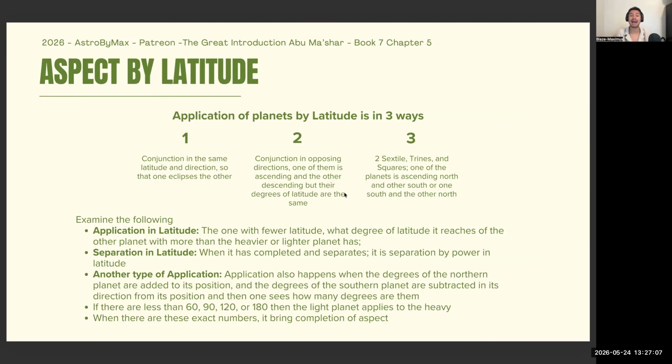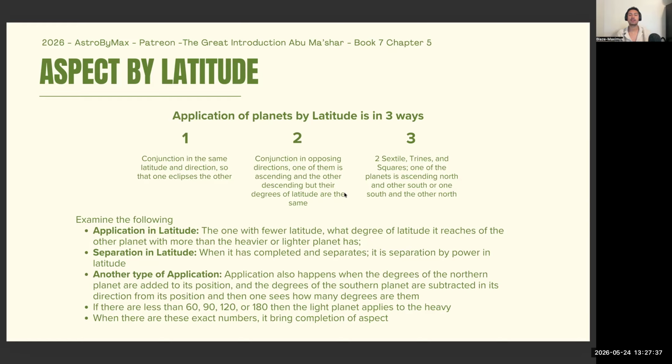But then we also have aspect by latitude here as well. So we have longitude, which is in the zodiac, but then we also have latitude, which is by declination. An application of planets by latitude happens in three ways. The first is that they are conjunct in the same latitude and in the same direction. And so one of them will eclipse the other. This is like what we see during solar and lunar eclipses, that the sun and moon are conjoined, but they are also at the same latitude. And so one of them passes over the other.